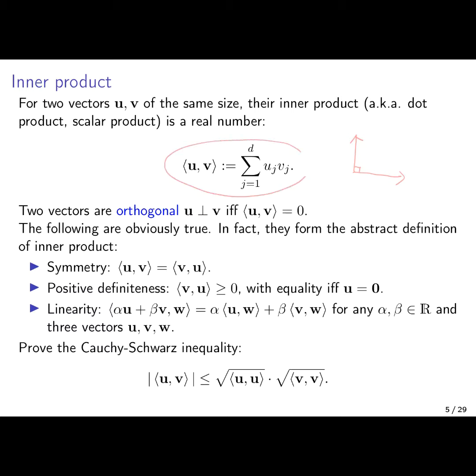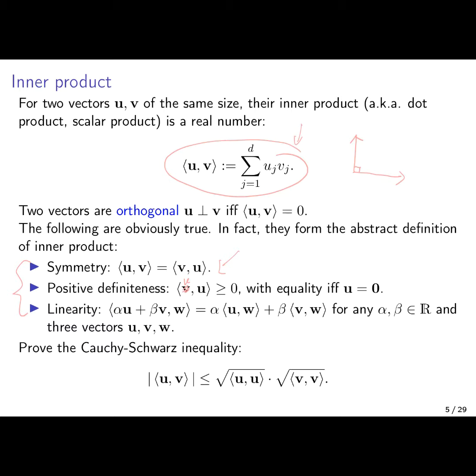From this definition, you can easily verify that the dot product satisfies the following properties. First of all, it is symmetric. And it is positive definite. I have a typo here, this should be U. If you take the dot product between a vector and itself, it is always non-negative, and it is 0 if and only if the vector is 0. And then we have linearity, namely that if you add two vectors, then the dot product with respect to a third vector is just the sum of the two dot products. And if you scale a vector, then you just scale the dot product correspondingly. These three properties in fact give you an abstract definition of dot product, and the one we see here is a special case.